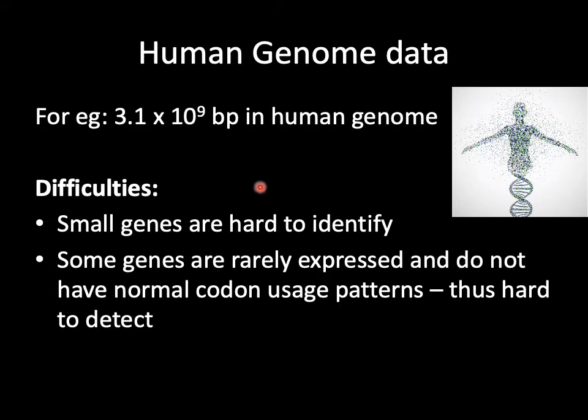If we take a look at the human genome data, there are 3.1 times 10 to the 9 base pairs in the human genome. Now, the difficulties are that small genes are quite hard to identify, and some genes are rarely expressed, and so they do not have normal codon usage patterns, and are difficult to detect.